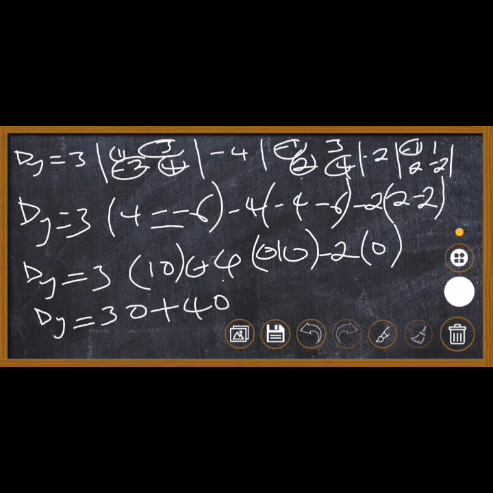So we have 40, and then minus 2 multiplied by 0 is simply 0. So when we add that, we are going to have dy equal to, so 40 plus 30 is what? Is 70. So in this case, our dy is 70. Make sure that you keep these values because we're going to need them.